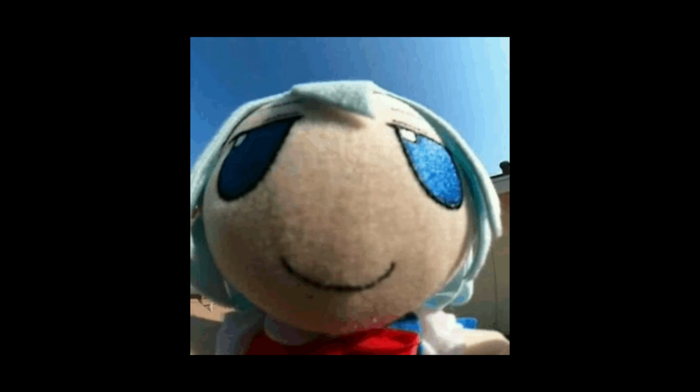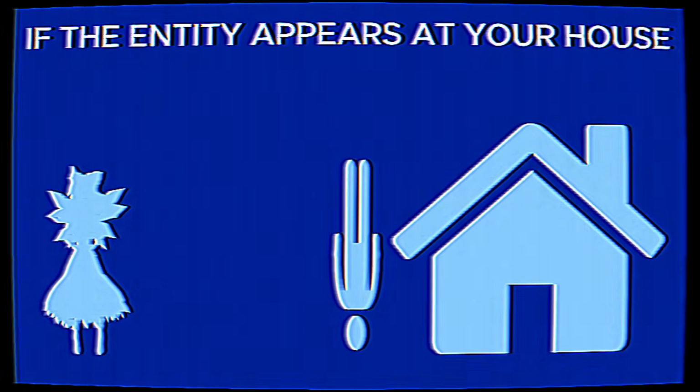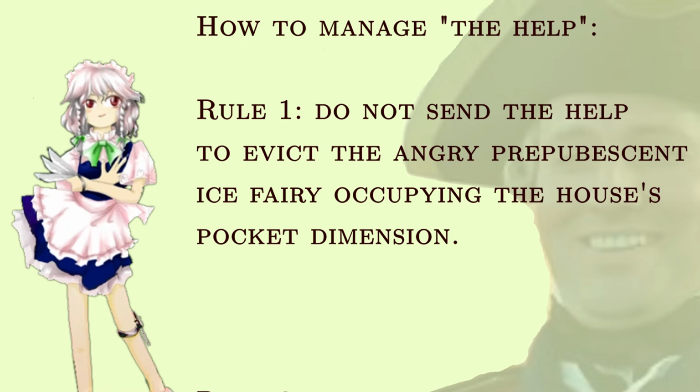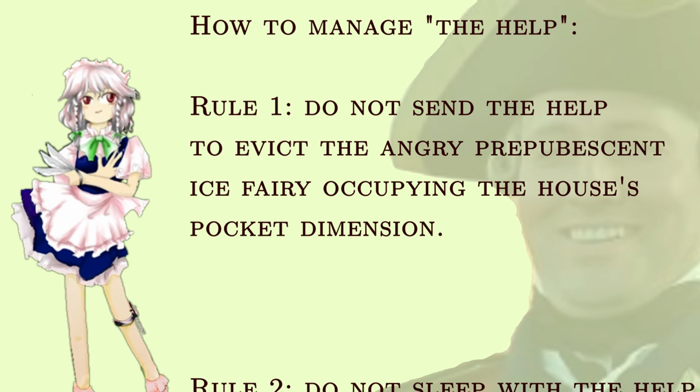I'm going with Cherno this time instead of Suika, who's busy attending her local Alcoholics Anonymous. Now, if Cherno ever shows up uninvited, make sure to contact the appropriate authorities, such as your local shrine maiden or kleptomaniac. It's a lot quicker than sending your maid. In fact, that's the first rule of managing house help. Do not send the help to evict the angry prepubescent ice fairy occupying the house's pocket dimension. The other rules are more like guidelines, to be honest.